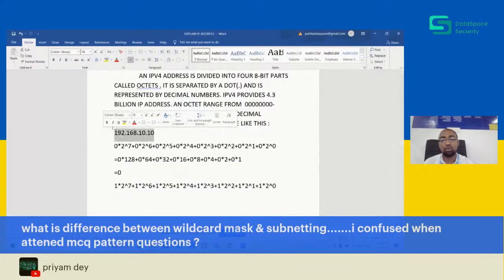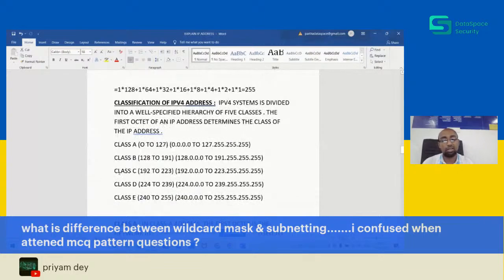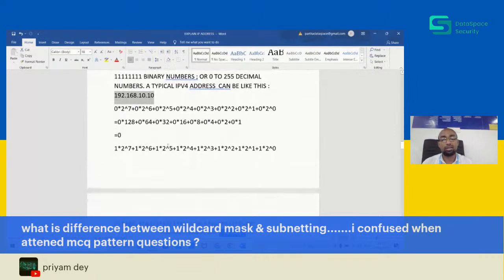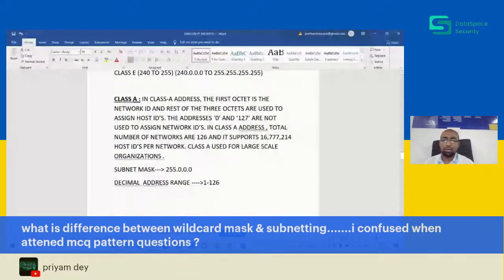So, first we have to choose the first octet, 192. So in this range, this is a Class C IP. Okay, so this is a Class C IP. Next, we will discuss Class A, the Class A IP address.